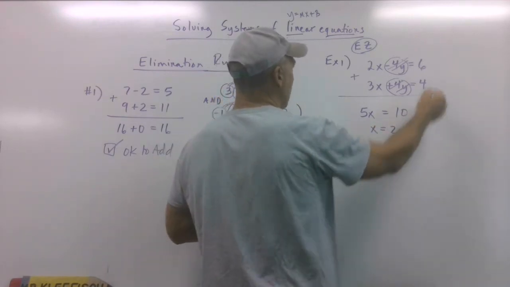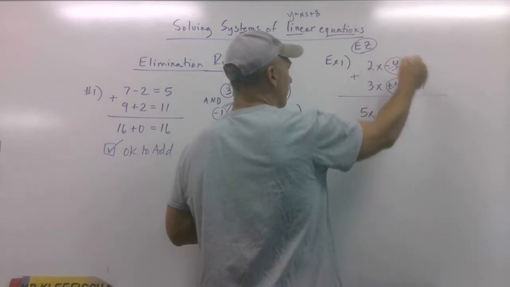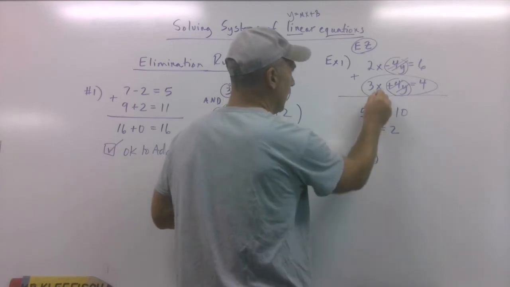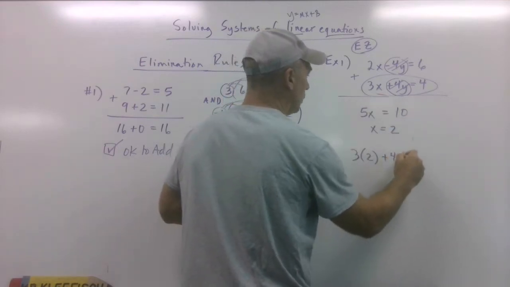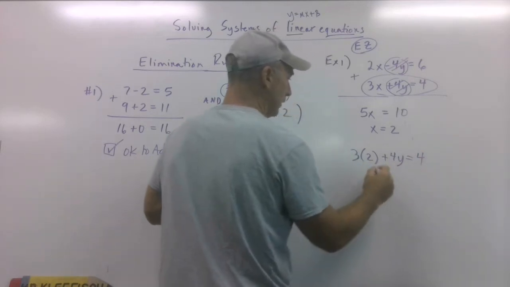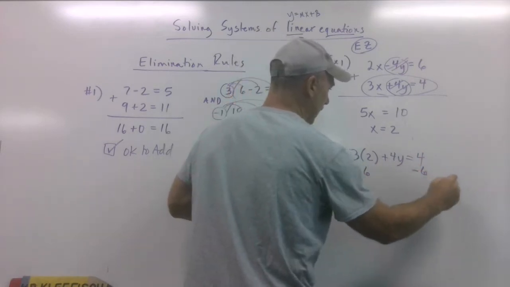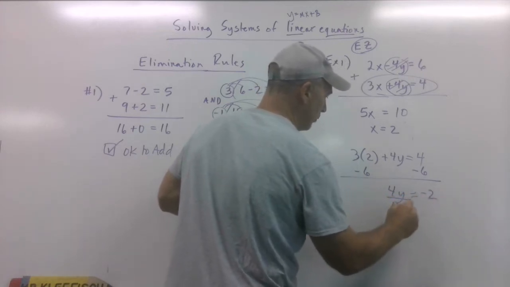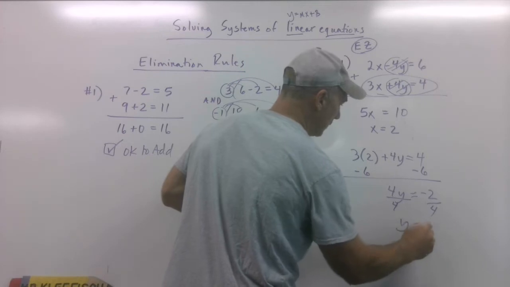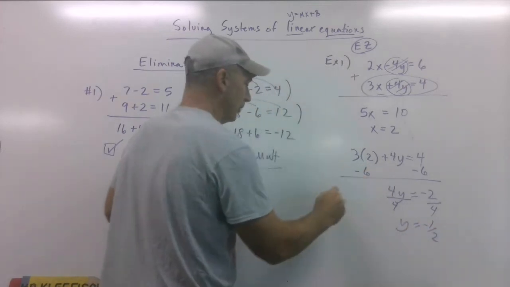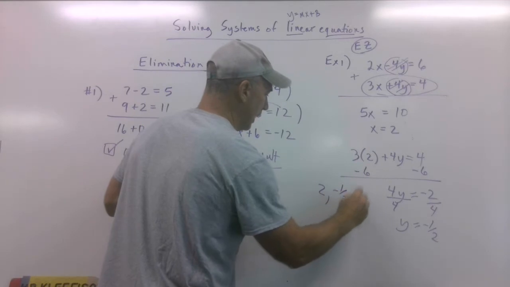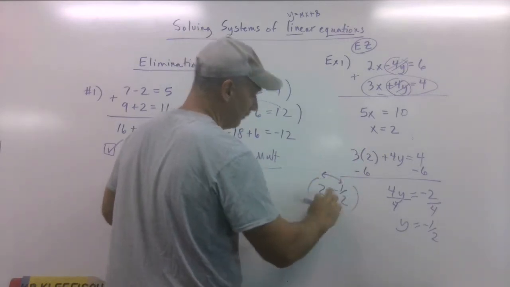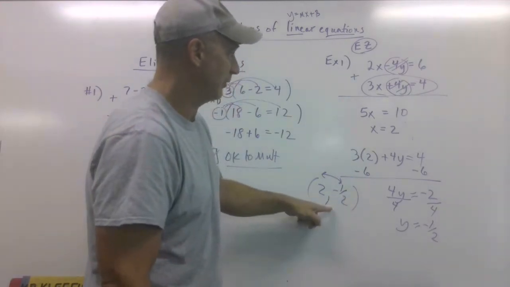And now to find y, I could put it in the bottom one or the top one, it doesn't matter. I'm going to put it in the bottom one, so 3 times 2, because that's my x, I just found it, plus 4y equals 4. This is 6, so I'm going to subtract 6 from both sides. 4y equals negative 2, divided by 4, divided by 4, I get y equals negative 1/2. So my answer would be (2, negative 1/2). It's easy to screw these up, put your y where your x value should be, vice versa. So be careful in that final step.